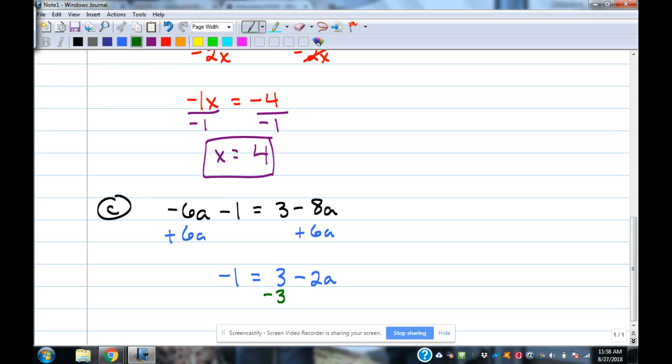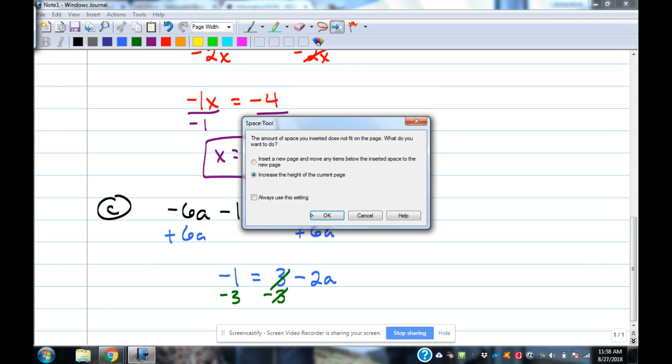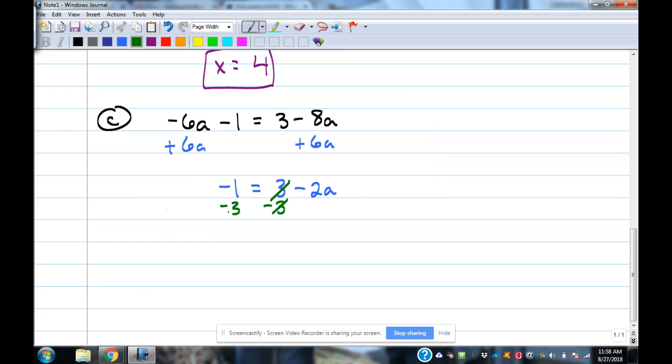That minus sign that's right there goes with the 2a. So if I subtract 3, that cancels it out. And then what's negative 1 minus 3? Negative 4. Good job. Is it negative or positive? Negative, because it's negative 1. It's like I owe you $1 and then I borrowed 3 more, so I owe you $4 now. Last step. Divide by -2.